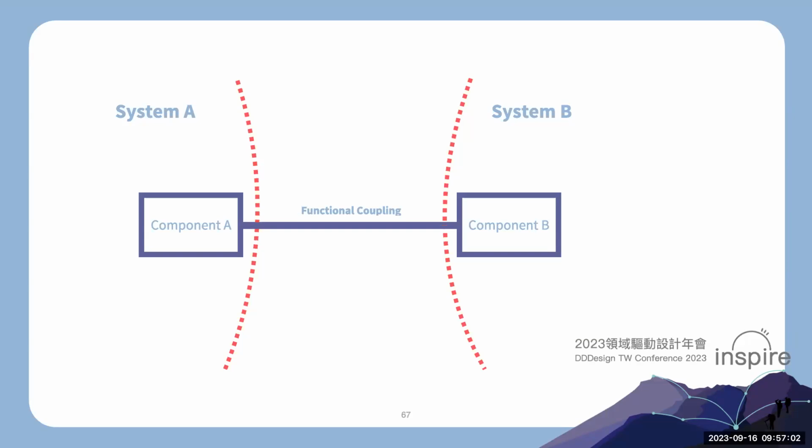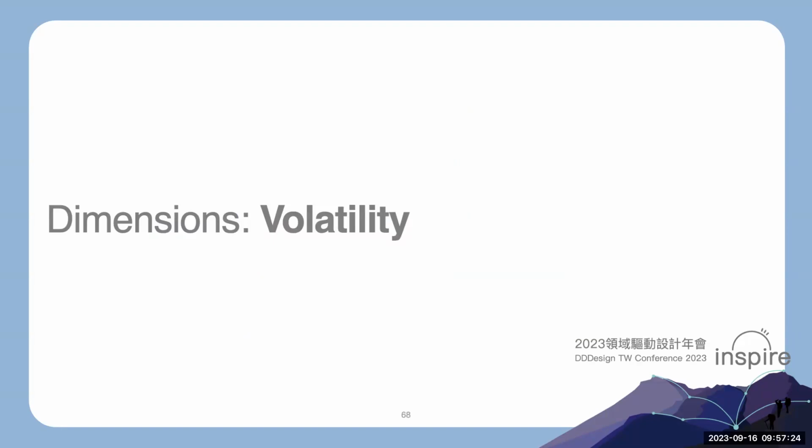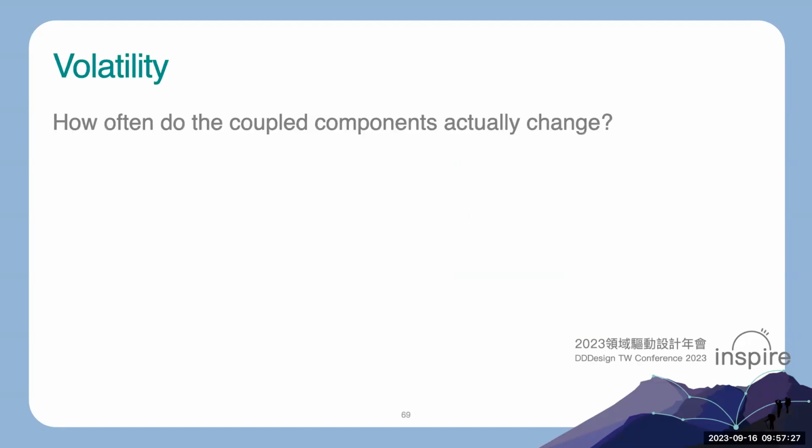Okay. To answer this question, we have to ask another one. If a tree falls in a forest and nobody's around to hear it fall, does it make a sound? Same here. If two strongly coupled components never change, then who cares about the strength between them if it's never going to manifest itself, right? And that takes us to the third dimension, the dimension of time or volatility. And here the main question is, how often do the coupled components actually change? Now, as the saying goes, making predictions is hard, especially about the future.